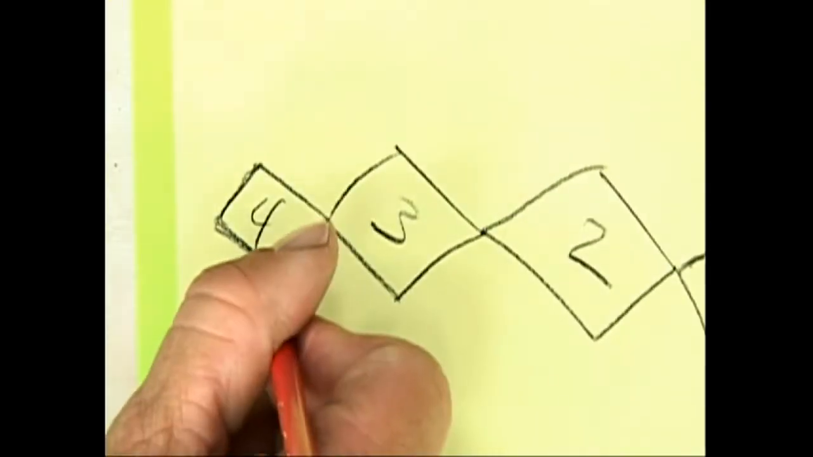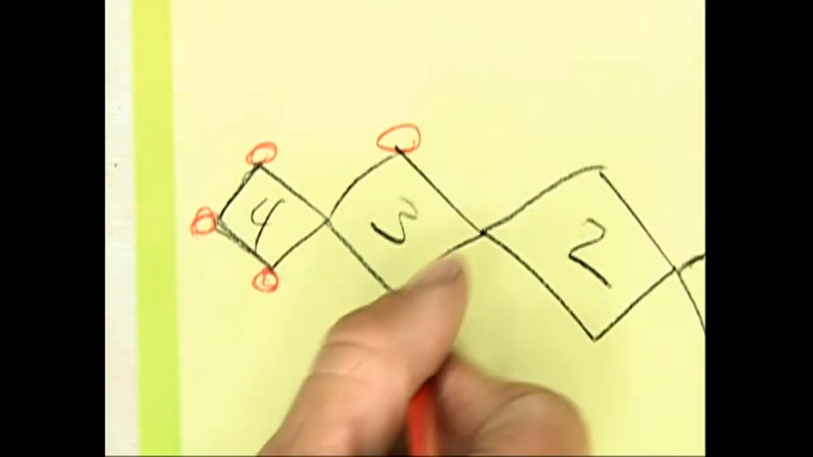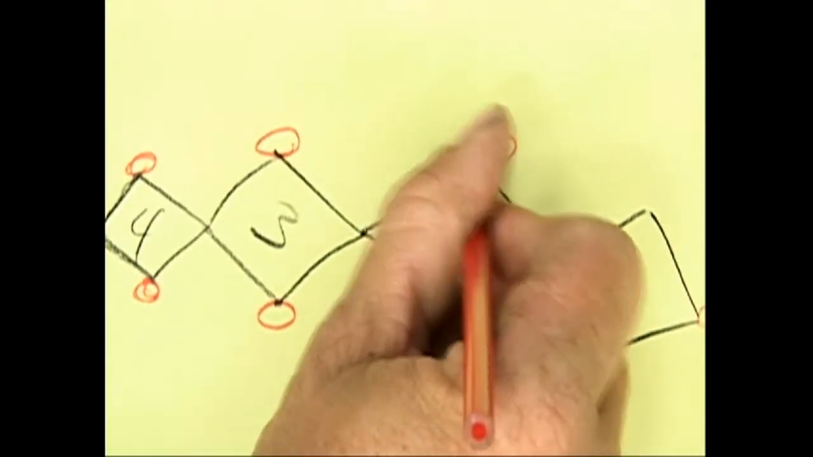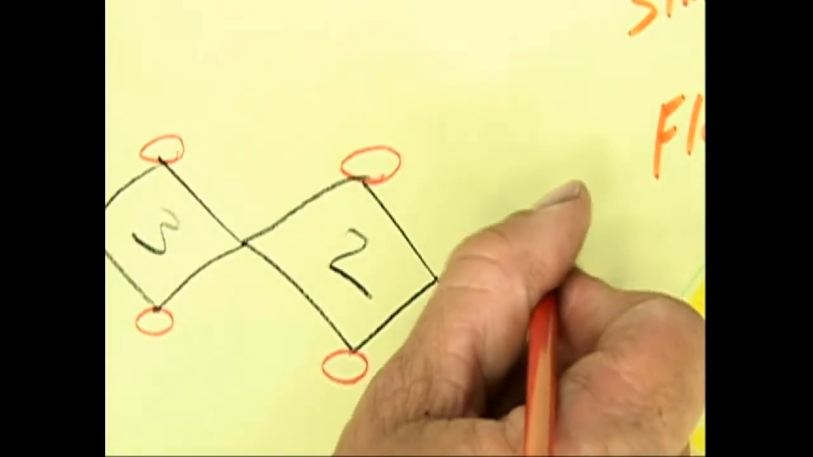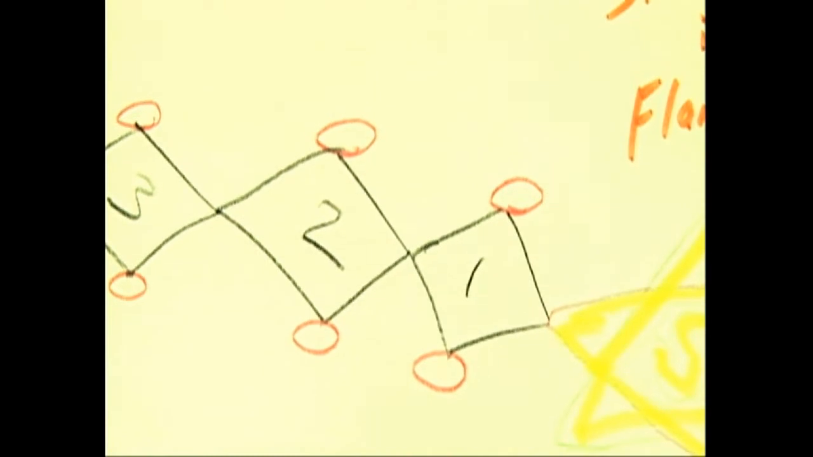So what do we got? CH3 for methyl, CH2, CH2, CH2, and no big deal.